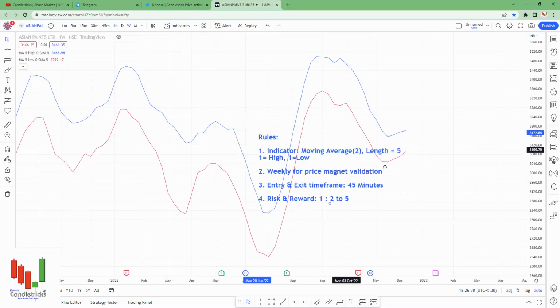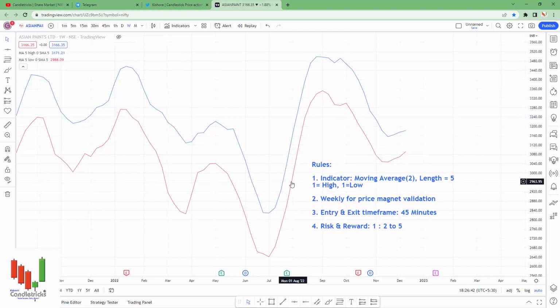Okay, so now this indicator we are going to use only in the weekly time frame for filtering the stock. Which stocks are good for reversal trading, we need to focus on. Sometimes we will get same trend also, but in this strategy I will focus only on reversal trades. So that only I'm going to share here. And entry and exit we will focus on in the 45 minutes time frame chart. Risk reward minimum 1:2, up to 5 times it will provide you based on the strategy. So these are the rules. So let's get into the examples.